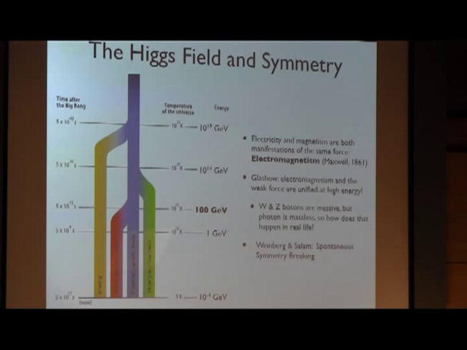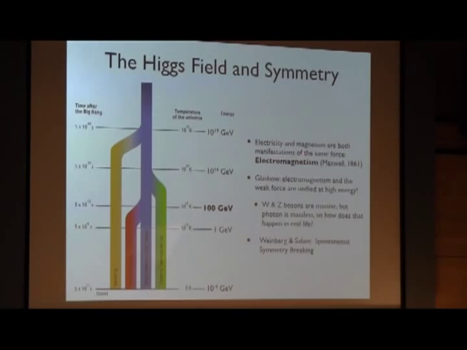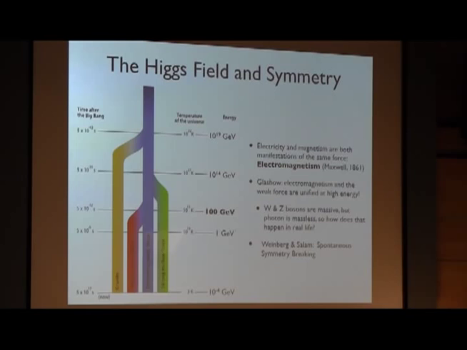Okay, so I said the term spontaneous symmetry breaking. So let's go back and think what actually is the relationship between symmetry and this Higgs field. So we saw already that electricity and magnetism are both manifestations of the same force. We call that electromagnetism, right? And so here on this strange plot, we have the electromagnetic force.